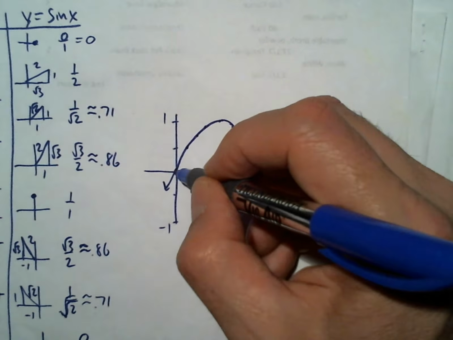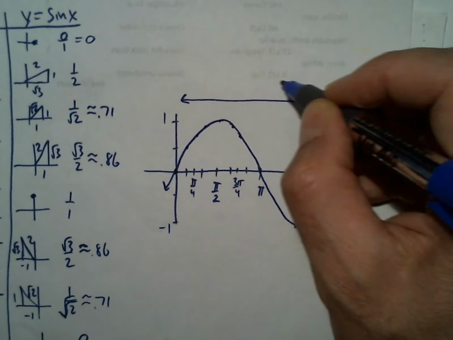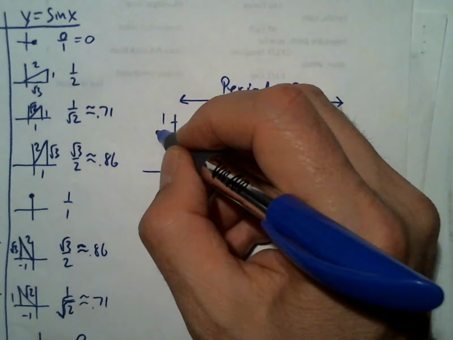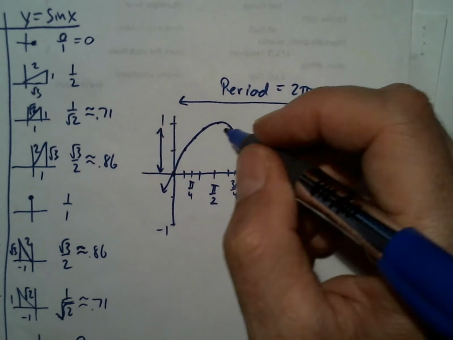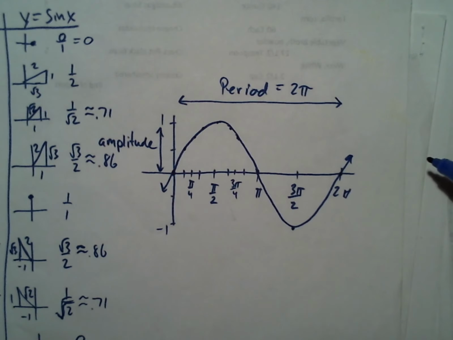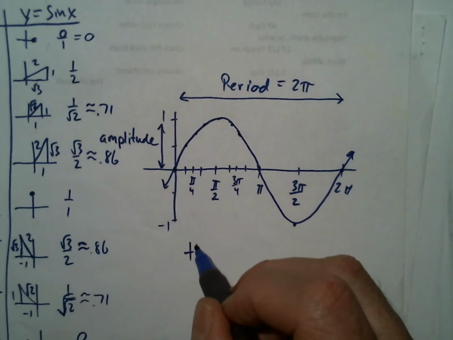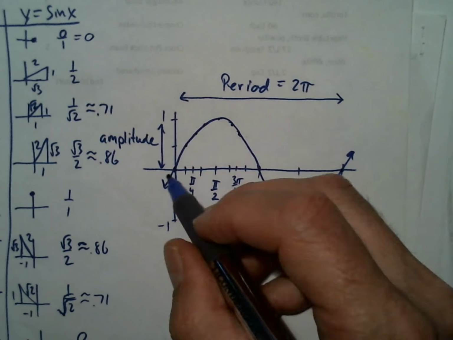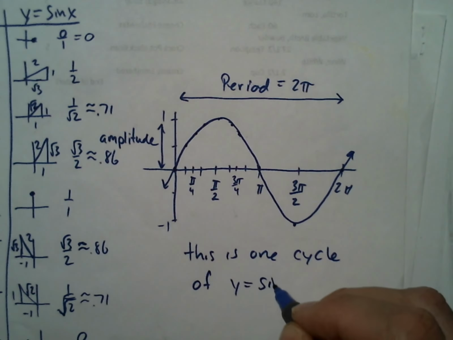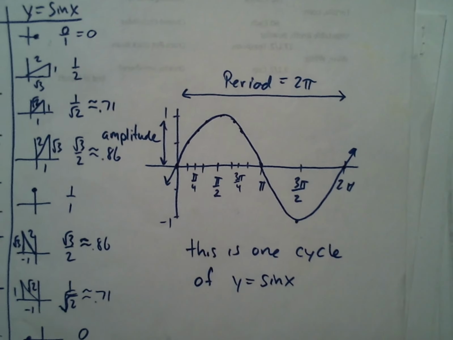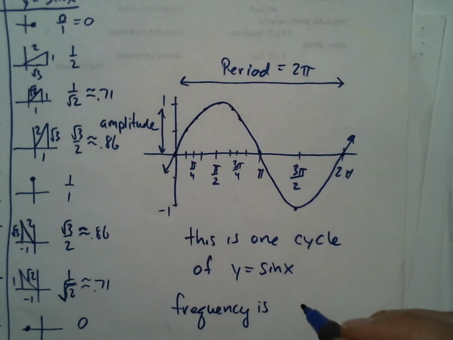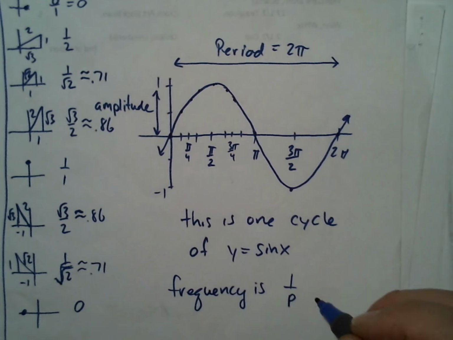The length from here to here is called the period, and the period of the parent function is 2 pi. This distance is called the amplitude, the actual graph is called a cycle. We can also talk about frequency, and that is 1 over the period. In this case, 1 over 2 pi.